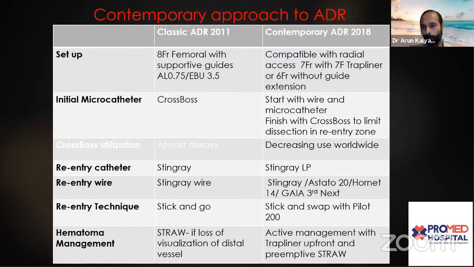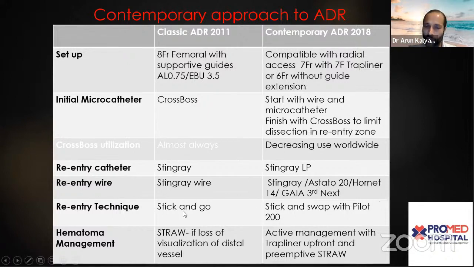Trapliner is not available in most of Asia. However, ADR contemporary can be done with a 6 French, or ideally at least a 7 French guide. We used to always start off with a cross boss. These days, you finish with the boss, and many times you don't use boss all the time. We used to say, hey, anytime you have a knuckle, you got to use a boss. Not anymore. You have the Stingray balloon catheter. These days, you have the Stingray LP, which is a low profile one, compatible with 6 French.